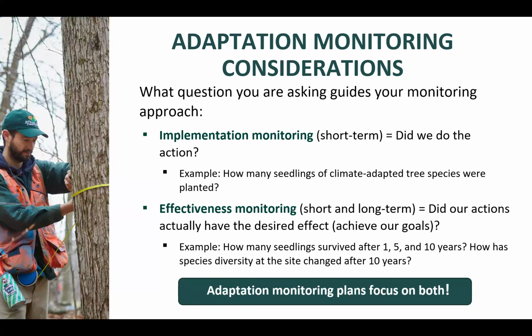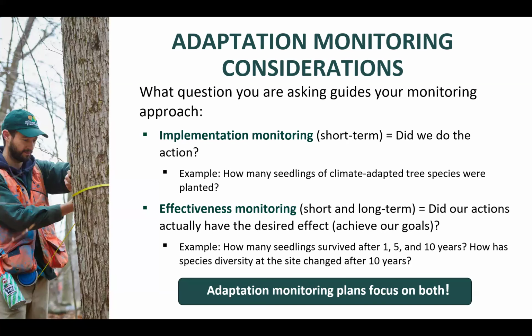This is often a short-term question that you're seeking to answer that is reflective of direct and immediate outcomes of your implemented action. For example, if you're seeking to increase species diversity by planting more climate-adapted tree species, you might ask, how many seedlings of climate-adapted tree species were planted of each species?